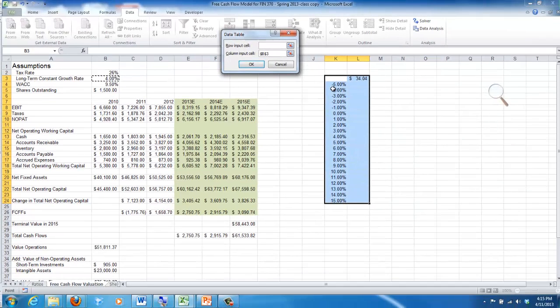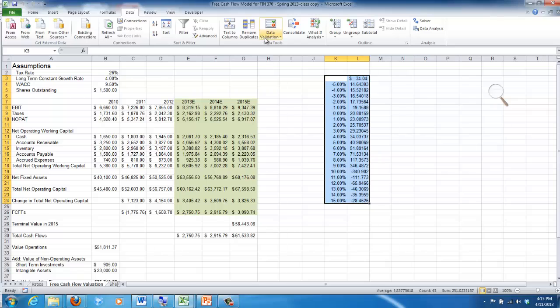So what Excel does here is that it puts negative 5% in for this number and recalculates the share price down here, and then it's going to put the new share price up there. So this is what we end up with.